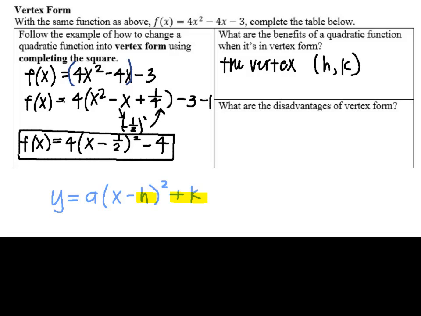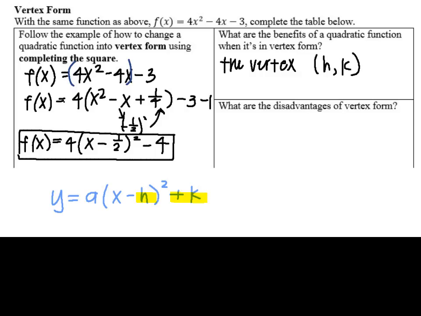So we know that standard form tells us the y-intercept, it's the c value. Factored form tells us the roots, which is located as the x-intercept values. The axis of symmetry, we can still use the formula x equals negative b over 2a. And if we convert our equation into vertex form, we now have the vertex of our parabola, and essentially we have the 5 key points in order to graph your entire parabola. What are the disadvantages of vertex form?